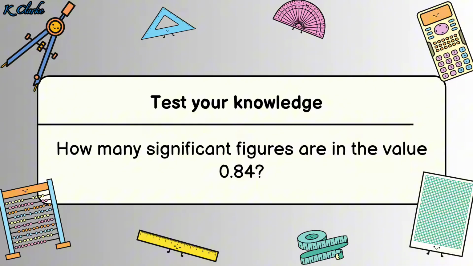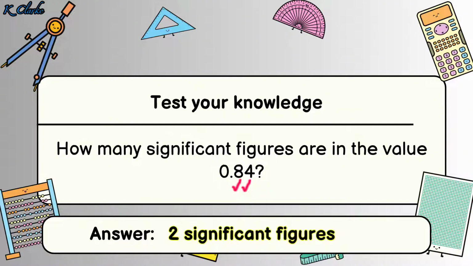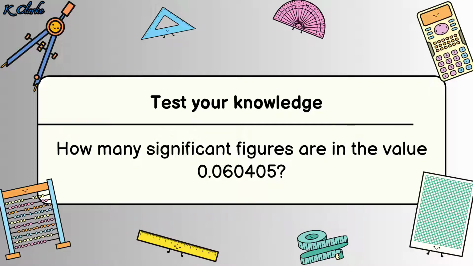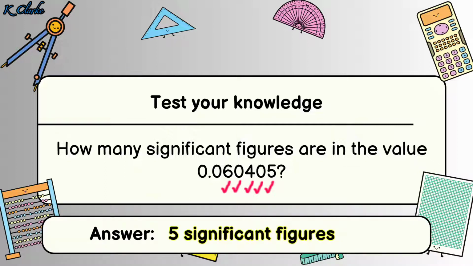Here's a question. How many significant figures are in the value 0.84? The answer is two significant figures. How many significant figures are in the value 0.060405? The answer is 5 significant figures.